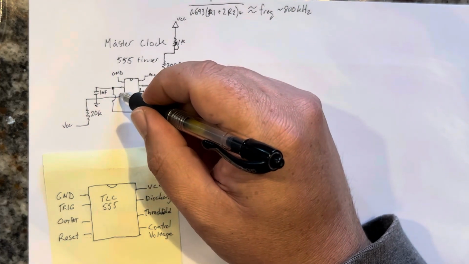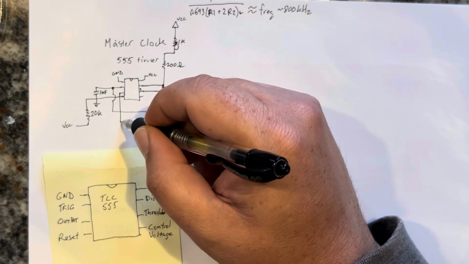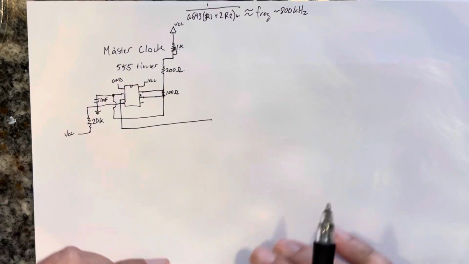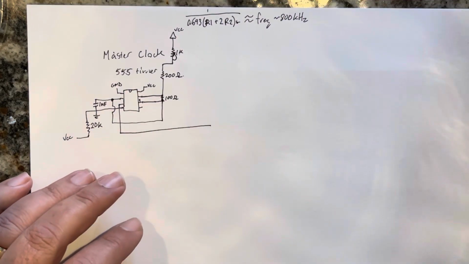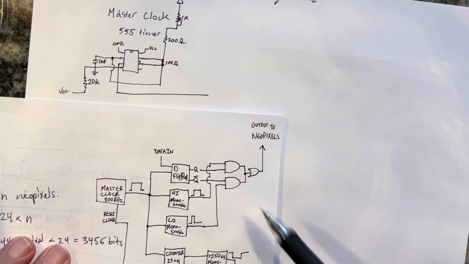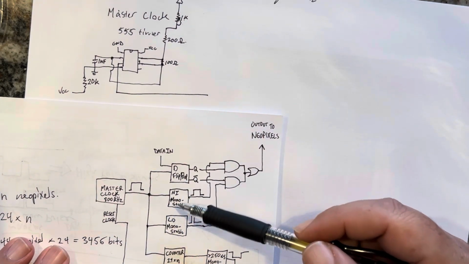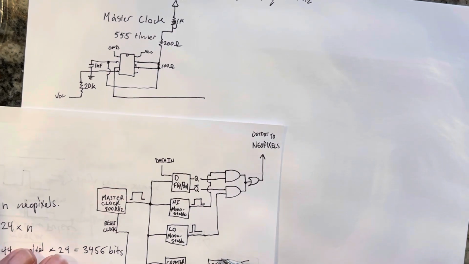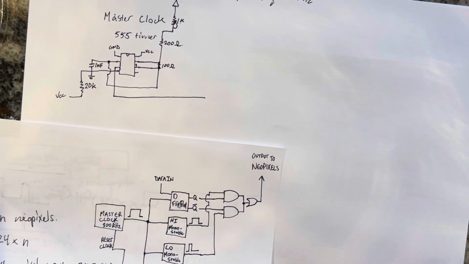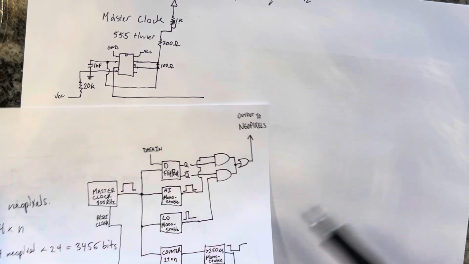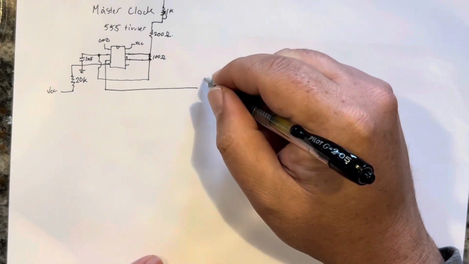So the output of this 555 is going to continue with our block diagram. We'll bring that back here. So now we have to get the flip-flop, the monostables, and the counter. So let's start with the easy part, which is the counter.